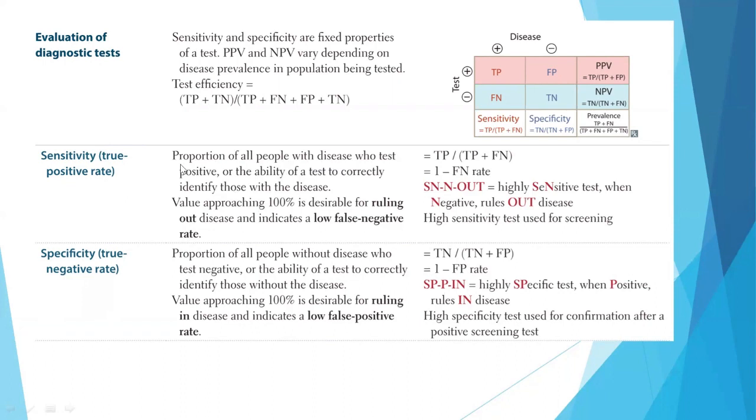Sensitivity means you want to detect all the persons that have the disease, and also you are signing off to accept some persons being falsely positive, who do not have the disease. So we are calculating the true positive. Here the sensitivity calculation is true positive divided by true positive plus false negative. You need to memorize these formulas. Specificity means calculating the true negative rate, which is the proportion of all people without disease who test negative, or the ability of a test to correctly identify those without the disease.